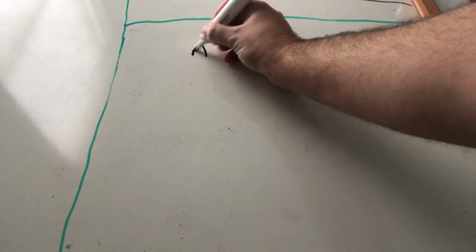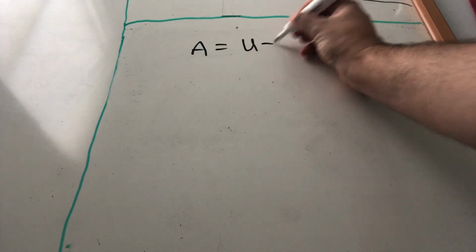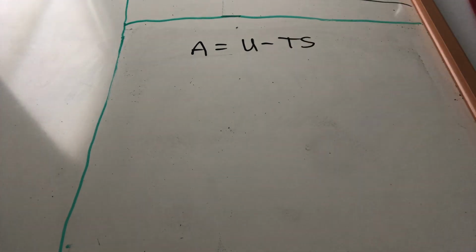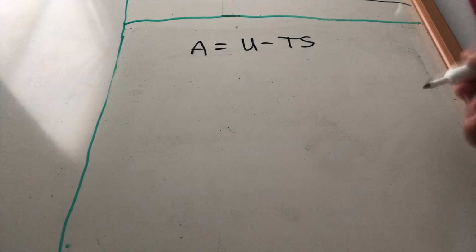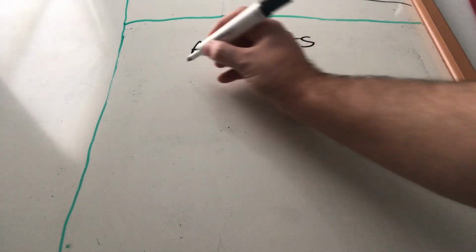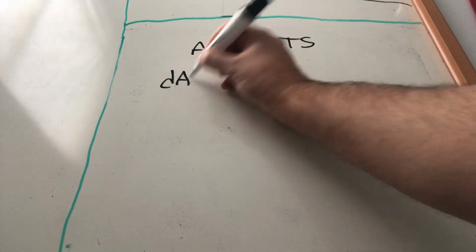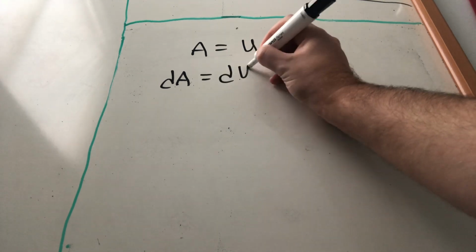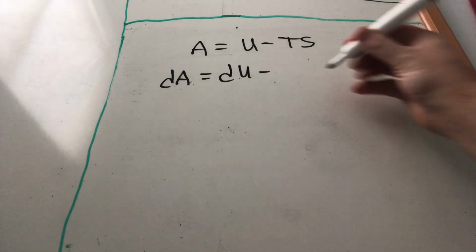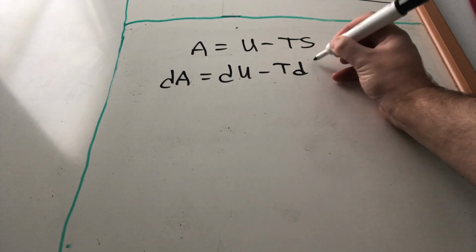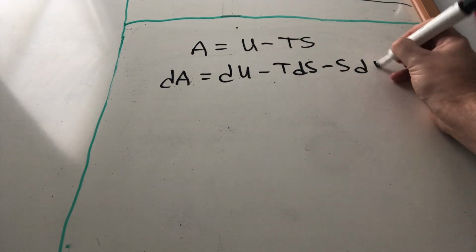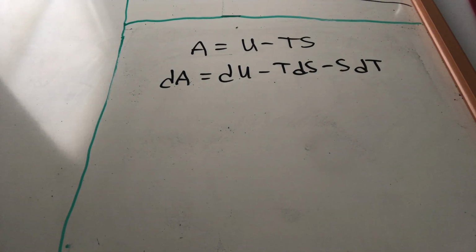Let's write down A's definition. A looks like U minus TS. To get at the natural variables, we need to see a total derivative. So we're going to take a d of both sides, dA on this side and dU on the other: dA = dU minus TdS minus SdT. Now, these relationships apply for any process, so we're never going to apply any constraints here.